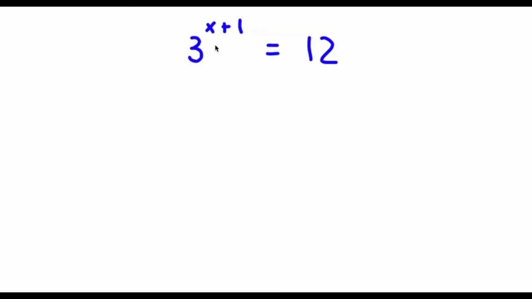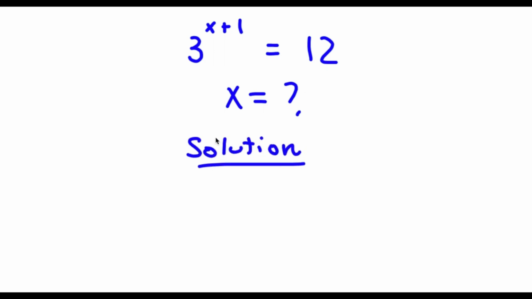Alright, so I have 3 to the power of (x plus 1) is equal to 12. So I'm going to find the value of x here. So for my solution, first start with 3 to the power of (x plus 1) is equal to 12.